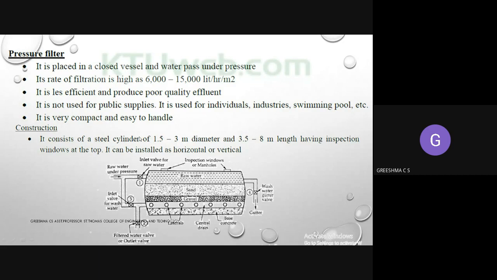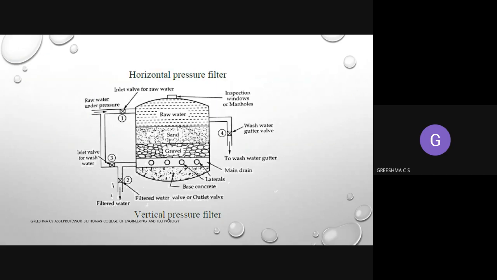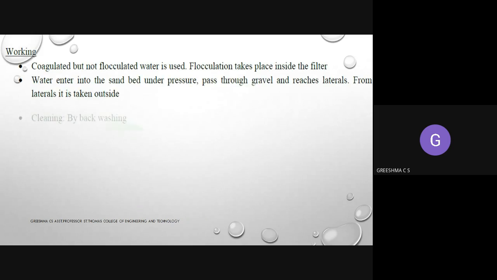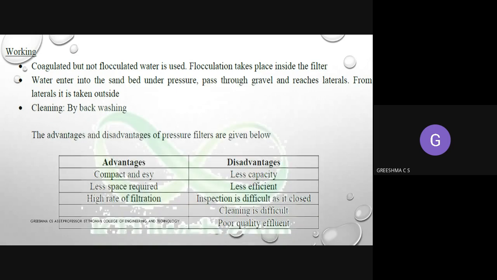So this is the basic construction of a pressure filter. Pressure filter is basically of two types. First one is the horizontal type, and another is vertical. As you are seeing, this is a horizontal pressure filter, and this is a vertical pressure filter. Now, here the working of a pressure filter. Whether it is a horizontal pressure filter or a vertical pressure filter, the procedure is the same.